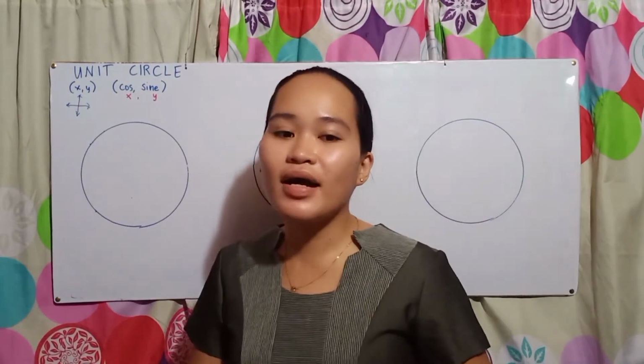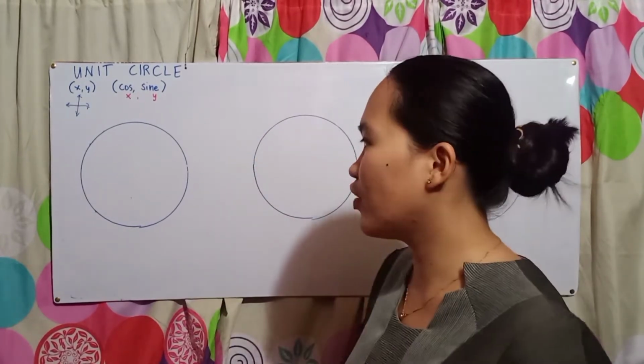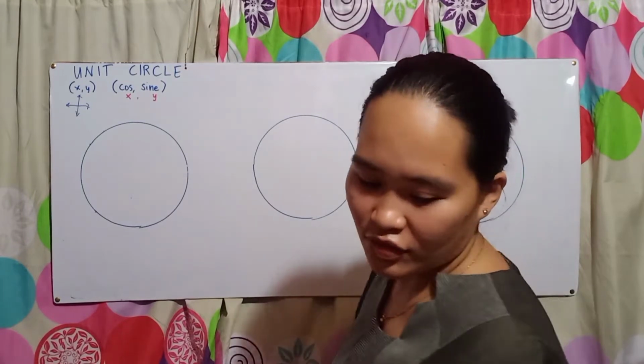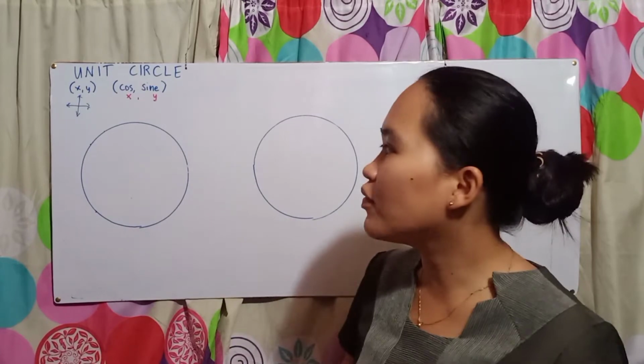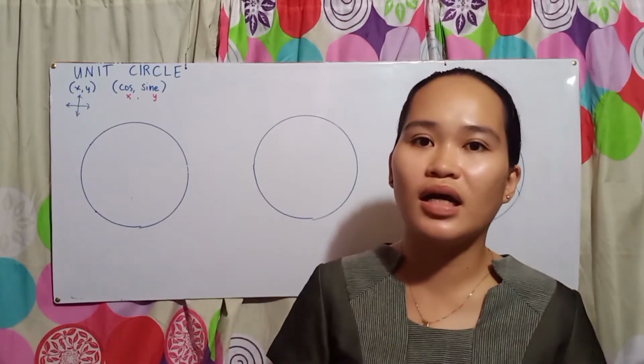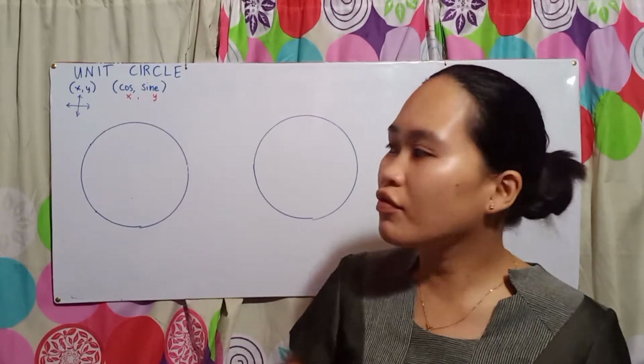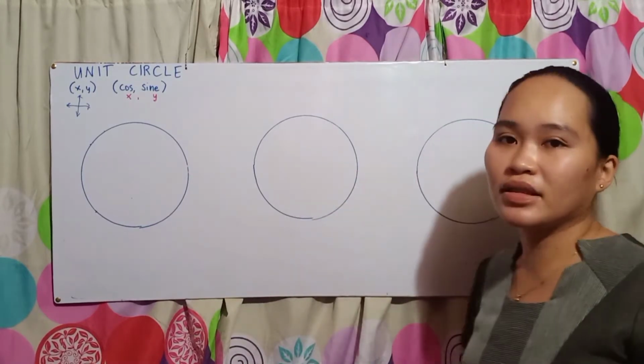To identify the degrees or radians in the unit circle, I'll show you the simplest way to get the degrees or radians of the unit circle. So, we have here 3 circles.